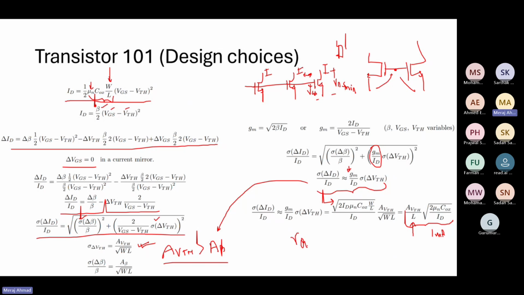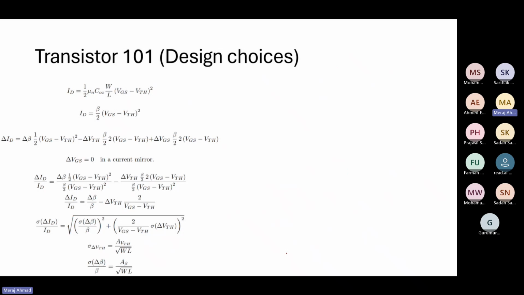The R out. R out is 1 by lambda ID, and lambda is proportional to L. So this is one more reason why we use longer L when, suppose in a gain stage, we need higher R out. We select a better L. So that covers mismatch and this.